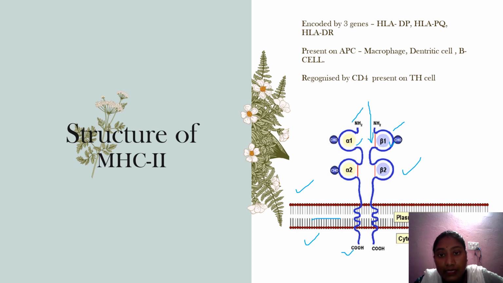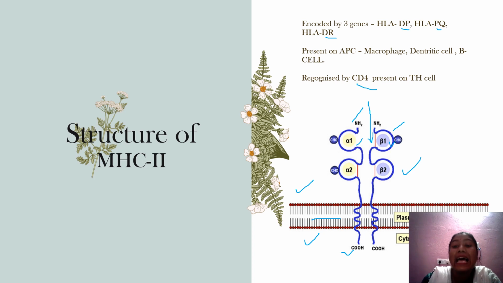So MHC2, again there's a difference: whereas MHC1 is encoded by HLA A, B, C, here it is HLA DP, DQ and DR. And those MHC1 molecules were present in all nucleated cells, but these MHC2 molecules are present in antigen presenting cells. Generally we say these are dendritic cells, macrophages and B cells. And in that case remember it is CD8, but here it is CD4.